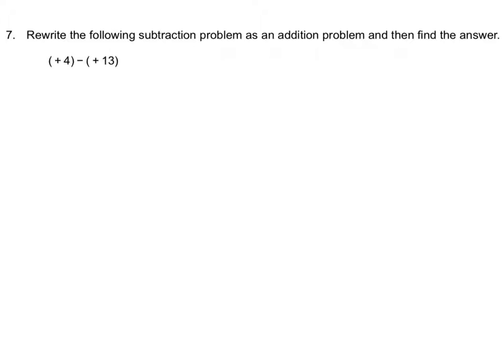Rewrite the following subtraction problem as an addition problem and then find the answer. Positive 4 minus positive 13. So again, we want to keep the first number, which is a positive 4, change the sign to an addition sign, and then take the opposite of the second number. And the opposite of positive 13 is negative 13. So this is the same as 4 plus negative 13. And this equals negative 9.